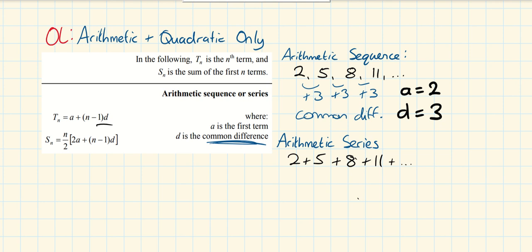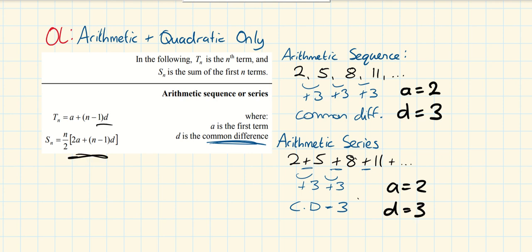The only difference in a series is that the terms are added together. Again, we're going plus 3 every time. It's the same numbers, and so our common difference is still 3. It's the same sequence, it's just in series form. So again, A is 2, D is 3, and we'd sub that stuff in over here.